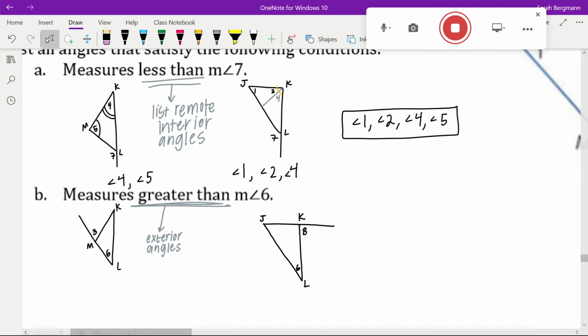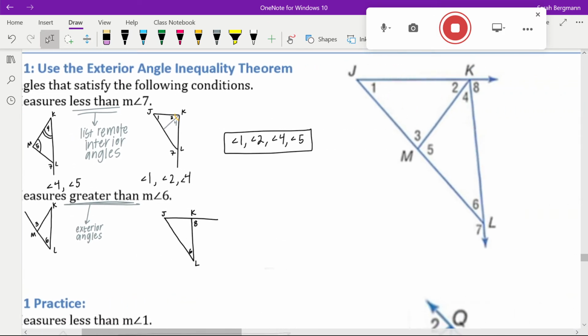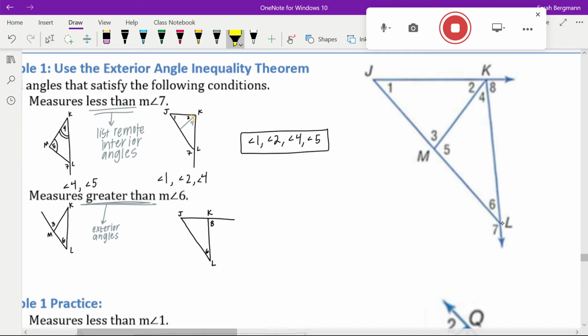Next, I'm asked to find any angles that have measures greater than the measure of angle 6. So this time, when I'm looking for angles greater than, I'm looking for exterior angles. So I'm trying to find any exterior angles that have angle 6 as a remote interior angle. So I might start by looking at triangle LKM. Now I could extend this side and see angle 7 is an exterior angle. The problem with this is that angle 6 and angle 7 share the vertex L. Angle 7 is an exterior angle, but it shares the vertex with angle 6, so angle 6 is not remote in this case.